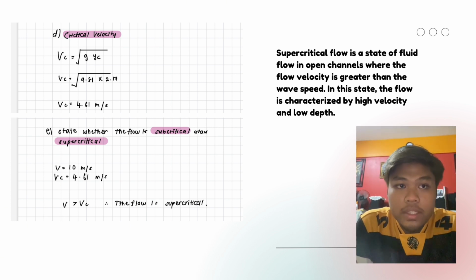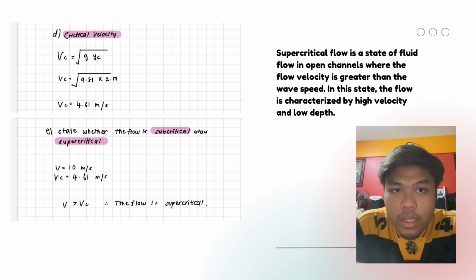Supercritical flow is a state of fluid flow in an open channel where the flow velocity is greater than the wave speed, and in this state the flow is characterized by high velocity and low depth.